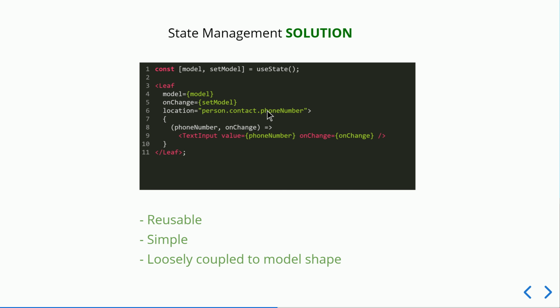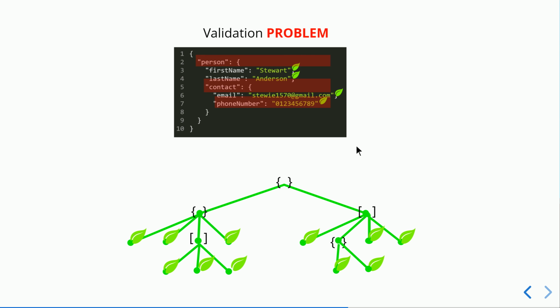And again, using the location information, it will do the exact same thing as a reducer or a set state callback, where it'll create the next immutable progression from the inside out and spreading the original references onto it. And this way, it's completely reusable because you can take this code and use it for any part of the model. It's as simple as it can be. You don't even have to write any reducers or set state callbacks, and it's loosely coupled to the model shape because the only thing that we need to change is just this declarative location that you're interested in the model. So the next problem would be validation.